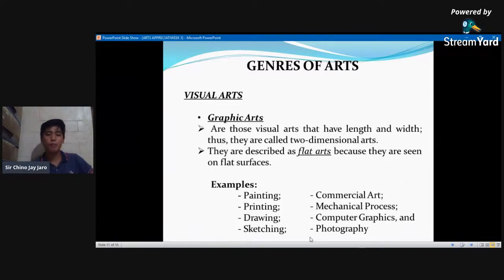Example nga ng mga ito ay painting, printing or mga nakaprint, drawing, sketching, commercial art, mechanical process, computer graphics, and photography. So dahil nga graphic arts ito, may nakikita tayong mga example na kung ano man makikita natin mostly sa flat surface ay tinatawag na graphic arts. Kahit yung mga picture natin na printed, it is what we call the graphic arts. Okay?